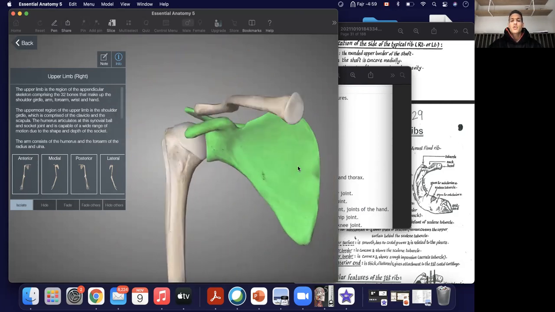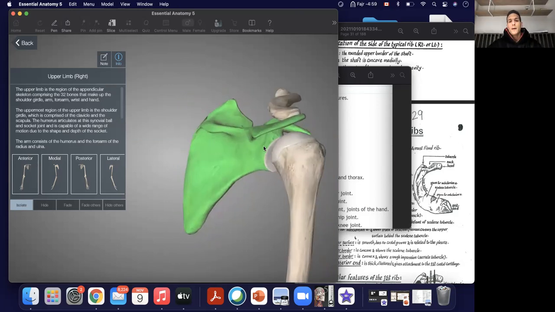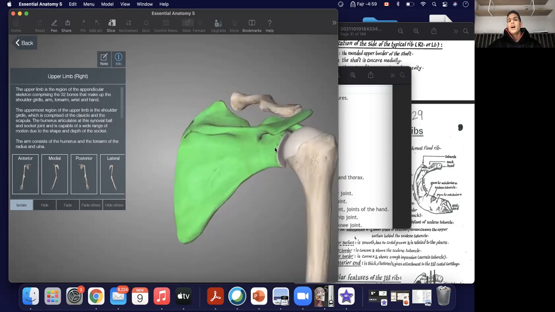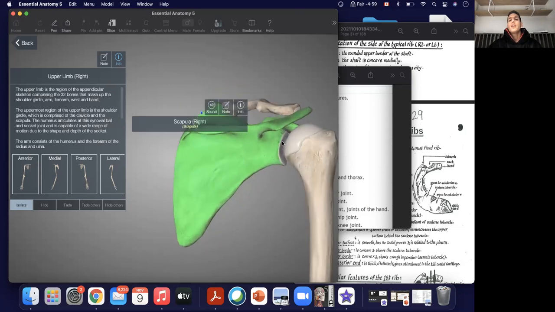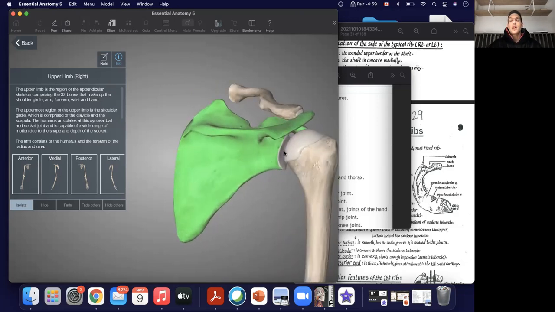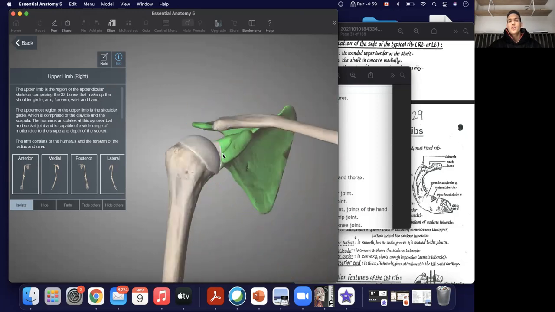And on the superior end of the lateral border, it contains the glenoid cavity. The glenoid cavity is for the articulation of the humeral head with the glenoid cavity for the formation of the shoulder joint, and this joint resembles a ball and socket joint.